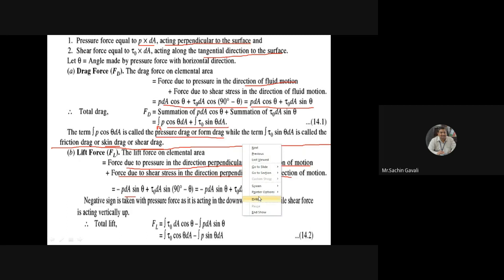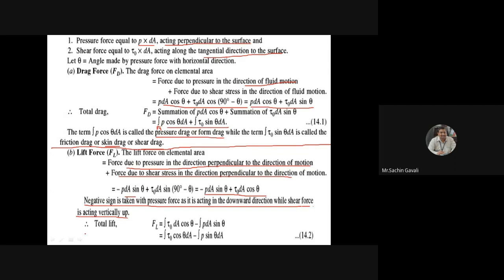Everybody is perfect, I think. We have got admission for engineering. Am I right? Therefore, minus P dA sin theta plus tau naught dA sin 90 minus theta. But sin 90 minus theta is equal to cos theta. Therefore, here minus P dA sin theta plus tau naught dA cos theta. This is the lift force acting on that elemental area. The negative sign is taken with the pressure force because it is acting in the downward direction, while the shear force is acting vertically up.